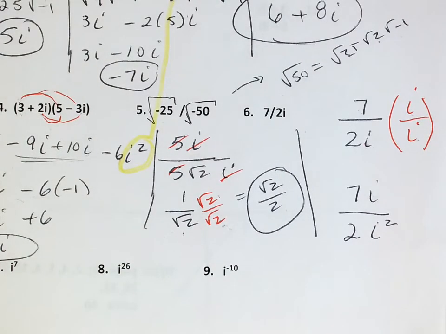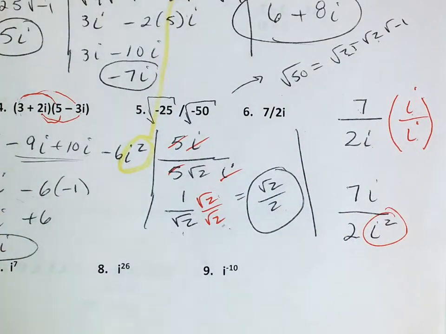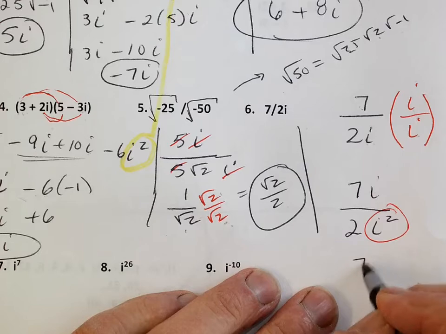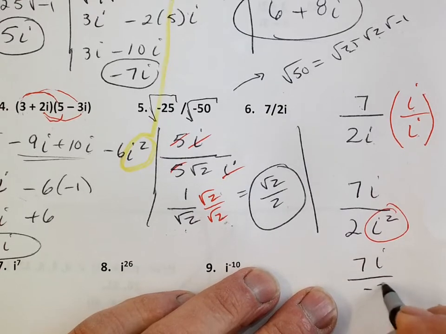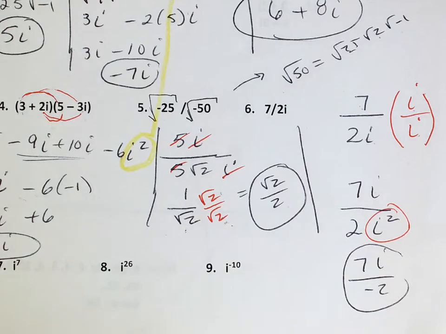Tell me, how's that help me? Whenever there's an i squared, it's just negative 1. So there's no longer a square or an i in the denominator. You guys agree with that? Good job, Spencer. So I wind up with 7i over negative 2. And that's the exact same answer, but then we don't have an i in the denominator, okay?